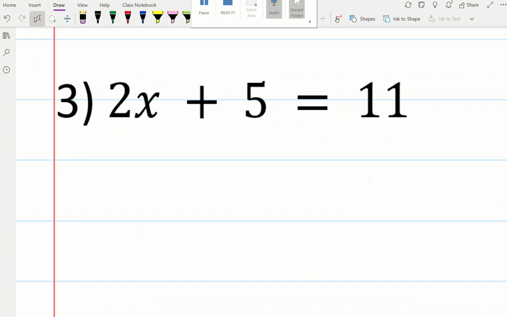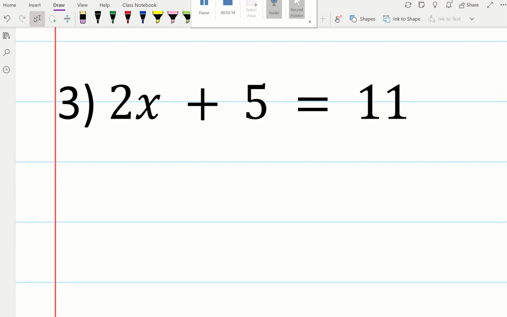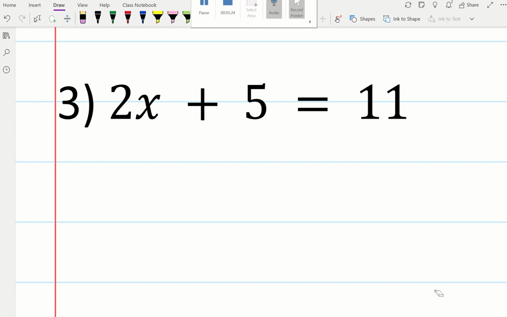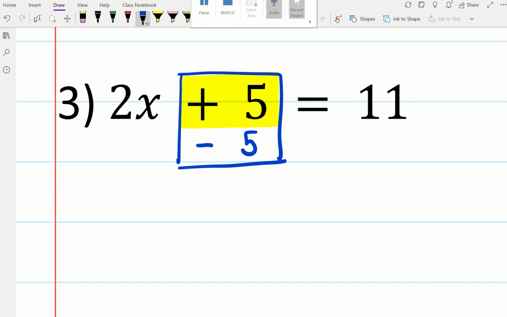Now, these equations are similar, but there's now two things going on. There is a multiplication, x is being multiplied by 2, and then we're adding 5. And for these questions, start by reversing the addition or the subtraction. So add 5. Well, the opposite of add 5 is -5. Please write it under the 5. You're not taking away 5 from 2x. You can't. So write it under +5. You would also need to write it under the 11.